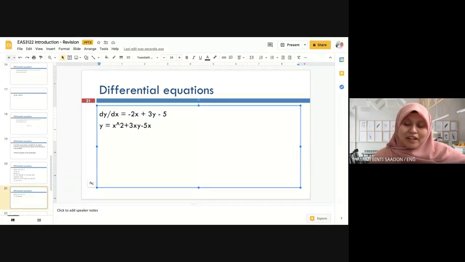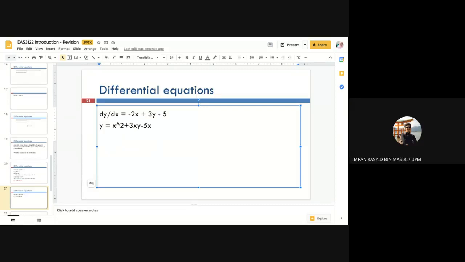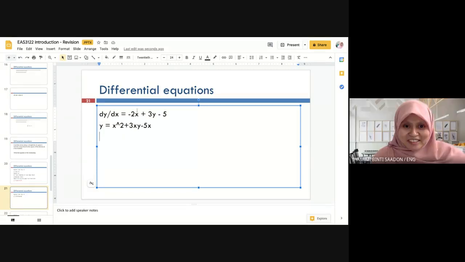Imran Rashid, how did you solve the equation? I just rearrange the y to the left side. You rearrange y on one side and x on the other side, like that? Yeah. And then you integrate. Did you check by substituting back in, to see if the answer is correct? Didn't check.